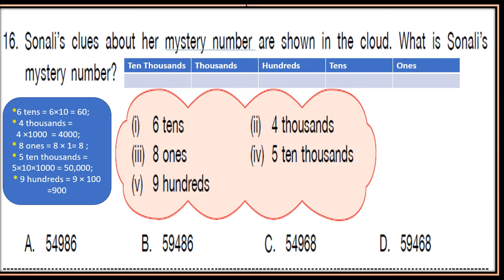Question number 16. Sonali's clues about her mystery number are shown in the cloud. What is Sonali's mystery number? So first is 6 tenths, second 4 thousandths, third 8 ones, fourth 5 ten thousandths, fifth 9 hundredths. So I have made a table. You can substitute the number according to their place values. A hint is given on the left side. You can calculate the value and write in the table and choose the correct option.